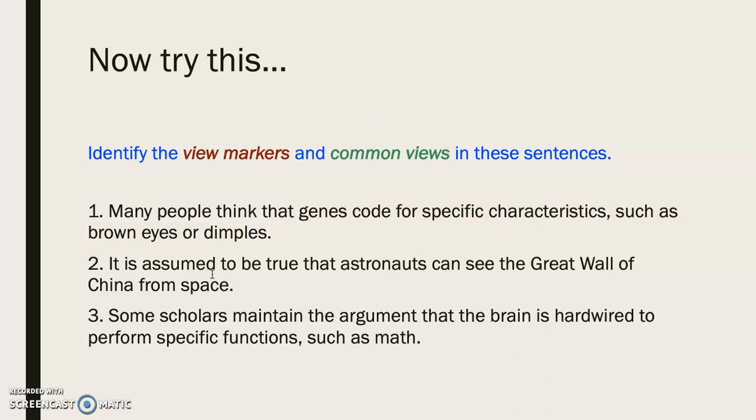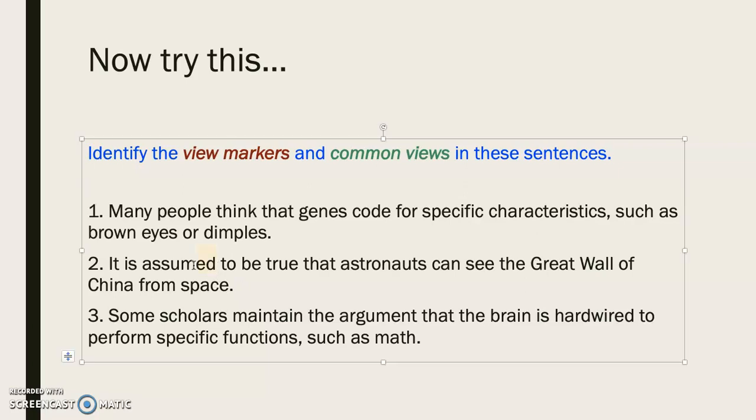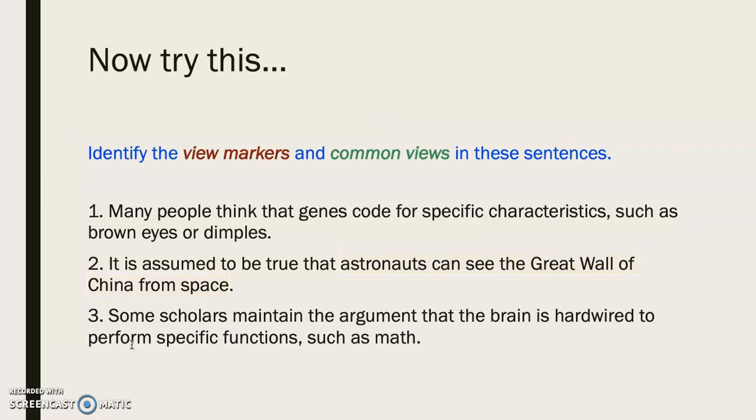It is assumed to be true that astronauts can see the Great Wall of China from space. So first of all, what is the view marker? The view marker here is assumed. Okay, and then what is assumed? What is the common view that is assumed? The common view is that astronauts can see the Great Wall of China from space. Okay, looking at number 3.